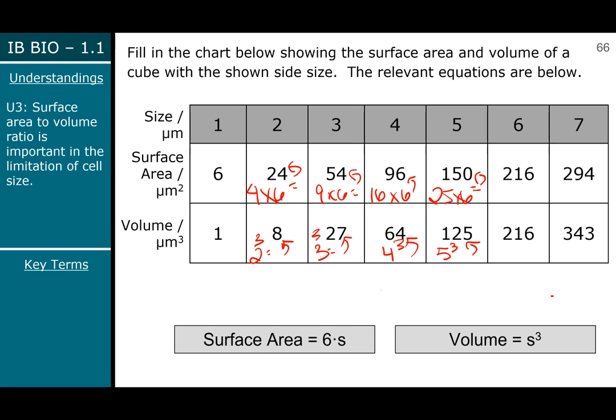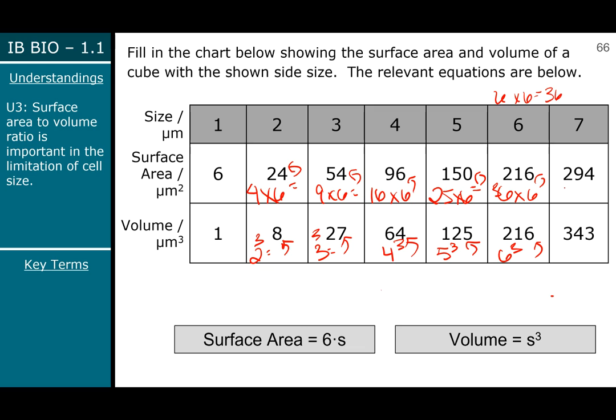Okay, last few. We have 6. 6 times 6 equals 36. 36 times 6 is 216. 6 cubed is also 216. Look at that. Love when numbers work out.